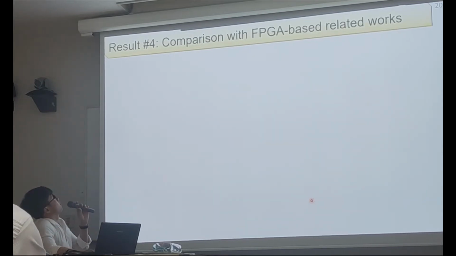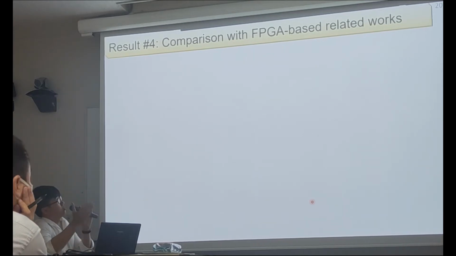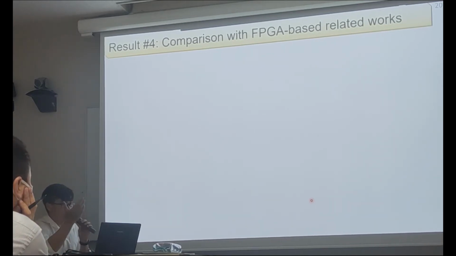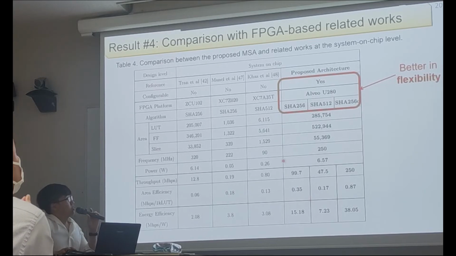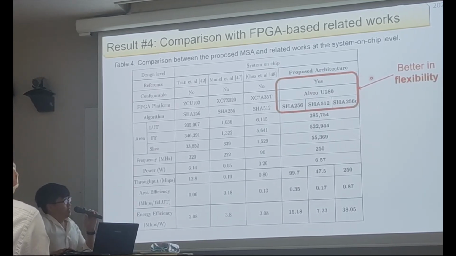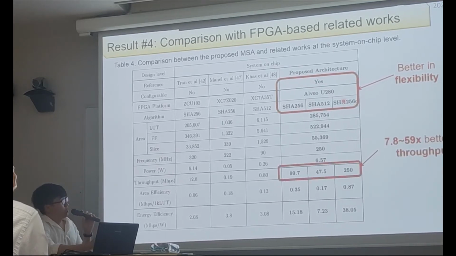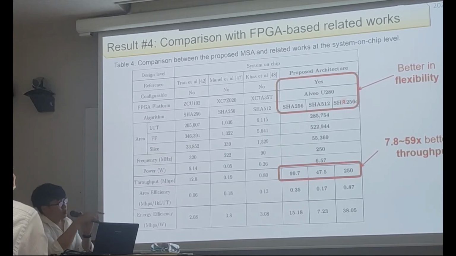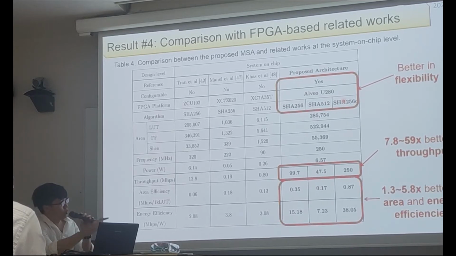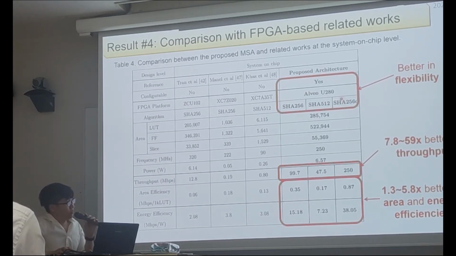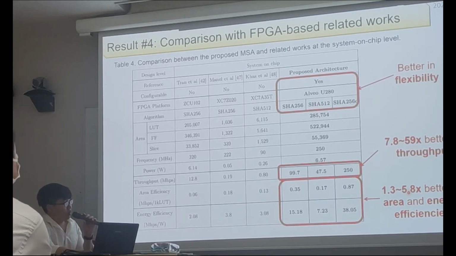So next, let's compare to the related work at the system on chip level. It means that we have to compare with previous work implemented on real devices. As you can see here, our accelerator achieves better flexibility because it can compute various SHA-2 functions, and also it is 7.8 to 59 times better in throughput, and also 1.3 to 5.8 times better in area and energy efficiency.